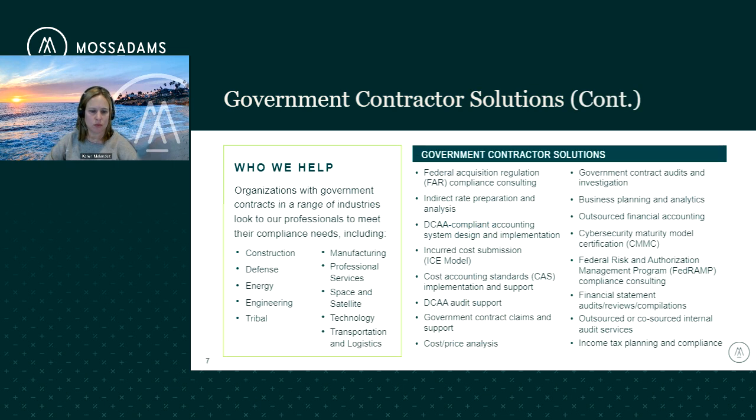Here's a brief overview of some of the service offerings in this group. Indirect rate preparation and analysis is one of the topics we're covering today, but you can see a wide range of other service offerings that we use to support government contractors.